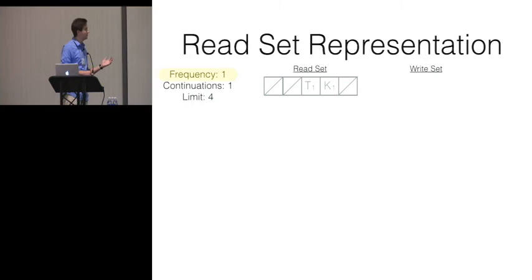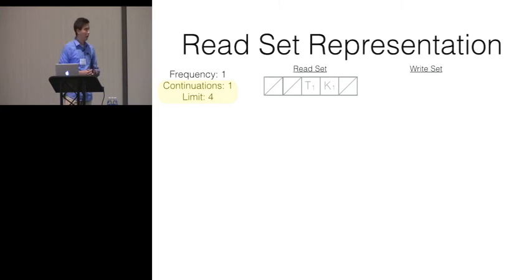Additionally, we're going to introduce this frequency variable, and this is going to control how frequently we record continuations in our read set. We're also going to keep track of how many continuations we're keeping live in the read set, and then we're going to put a hard limit on how many we're allowed to hold on to.